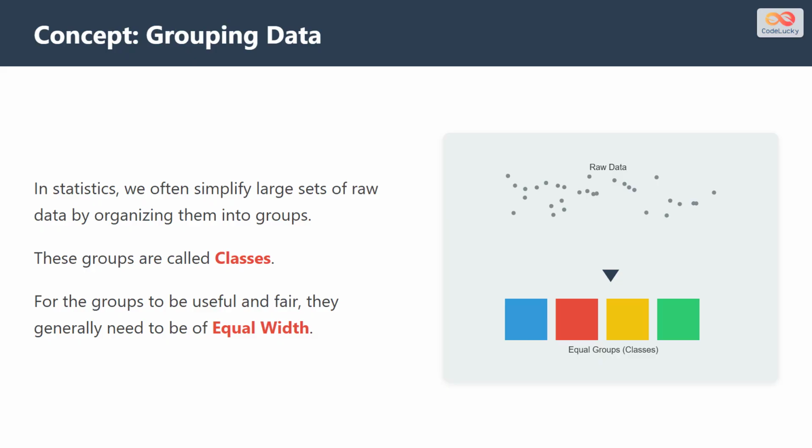When working with large sets of data, statisticians often organize the raw numbers into groups, which are formally called classes. For these groups to be useful for comparison, it is essential that they are all the same size or have equal width.